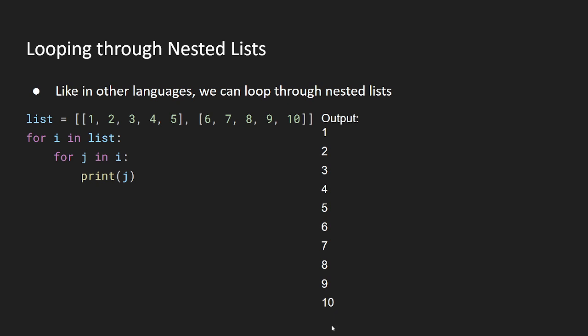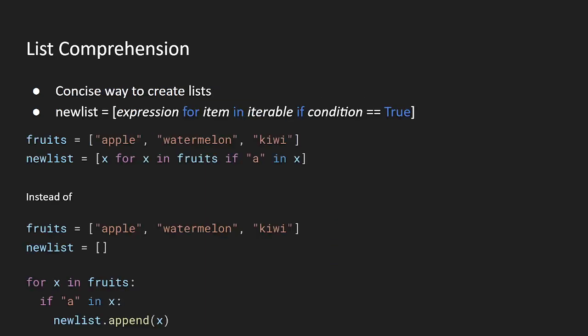We're going to loop through nested lists. So like in other languages, we can loop through nested lists. So for i in list, and for j in i, we're going to print j. So this is basically how you would loop through it and print j. And if you do this, it's just going to go in this order where you do 1, 2, 3, 4, 5, 6, 7, 8, 9, 10. You can do it the opposite way as well, and that would result in a different order. And I'll show that to you in a demonstration, what would happen if you switch the orders.